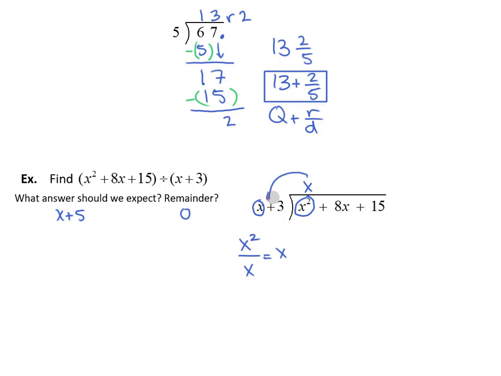Here we need to multiply our x by the divisor, but we do need to distribute. So we need to multiply all terms by x. So x times x would make x squared. We're going to line that up underneath our x squared. And x times 3 gives me positive 3x. We're going to line that up underneath our x to the first.